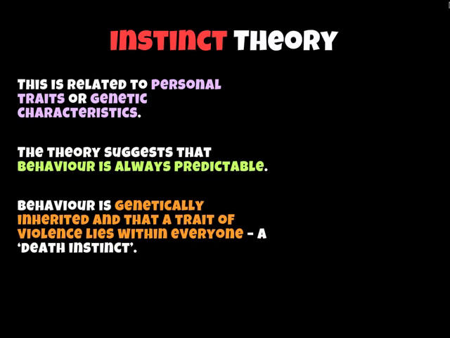As mentioned earlier, it's genetically inherited, and this theory suggests that within us all, no matter what personality characteristic you have, there is this dormant trait of violence, which we call death instinct, that lies within you. So at any time, be it you quite a shy character or be it an extroverted character, at any time something could just trigger you and you could become aggressive. That's your death instinct.